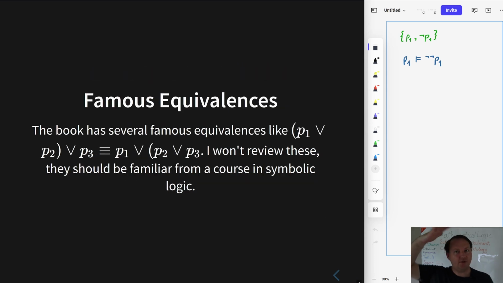Okay, now the book gives a long list of famous equivalences, and I take that material to be familiar enough from a symbolic logic course that I won't necessarily go over it, but they are generally named the associative law, the commutative law, there's idempotence, and a bunch of others.